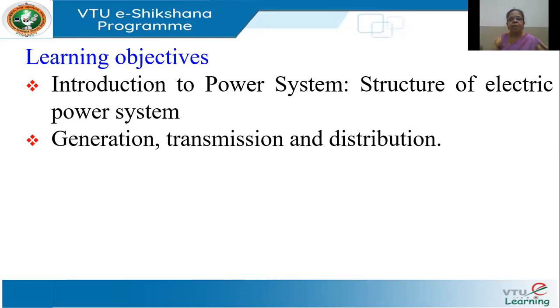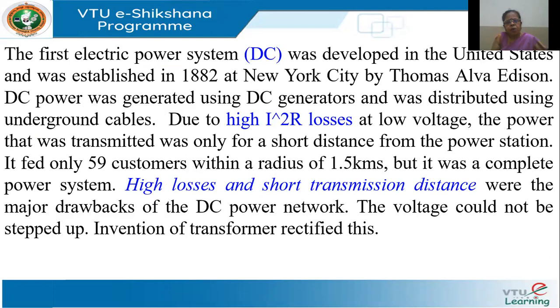So, I think in your first year basic electrical engineering, you would have studied something about fundamentals of electrical energy. So you all know that electrical voltage, you have both DC and you have AC. You have studied something about how to generate DC voltages and how to generate AC voltages. So the first electric power system ever, which was developed, was actually a DC system. That means it used to work on DC. So this first electric system was installed by none other than Edison. And the DC power was generated completely using DC generators and was distributed using underground cables.